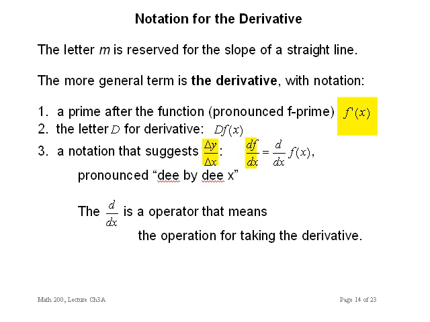This is pronounced d by dx or df by dx, but it's a little bit of a confusion because d by dx is really an operator. It does not mean d times f divided by d times x. D by dx is an operator that means the operation of taking the derivative.